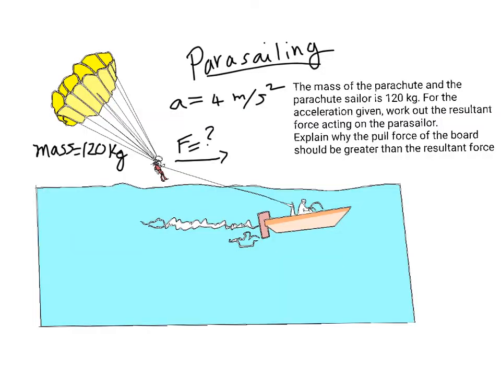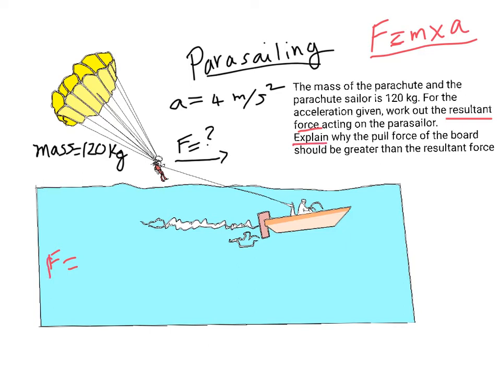Formula F equals ma, mass times acceleration. But in this case, it's a different scenario where the diagram given is slightly complicated. A boat is pulling on a parasailer here with a force of F, and it clearly says in the question that this is a resultant force. Now, we have to find out the resultant force for this situation, okay? But the same formula, F equals ma, we can use. Let's solve just that first part of the problem, and then we can go into the explanation, which is the second part of the question.